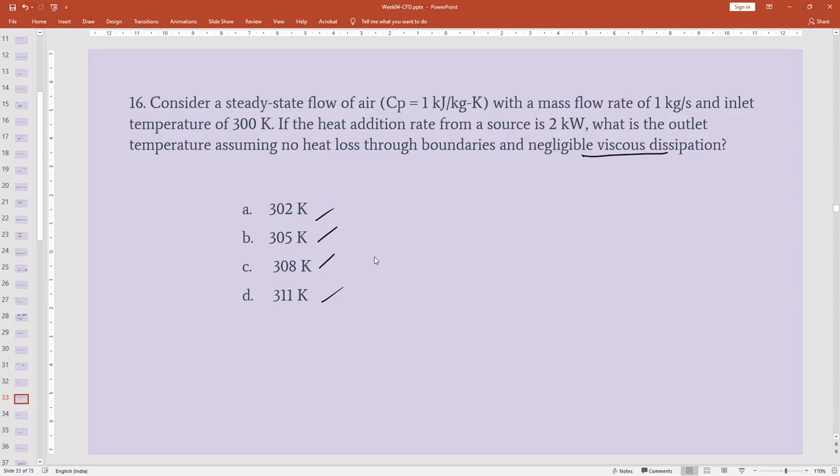So you can choose the energy balance equation, remove the unwanted terms, and solve, and inbox your answers.